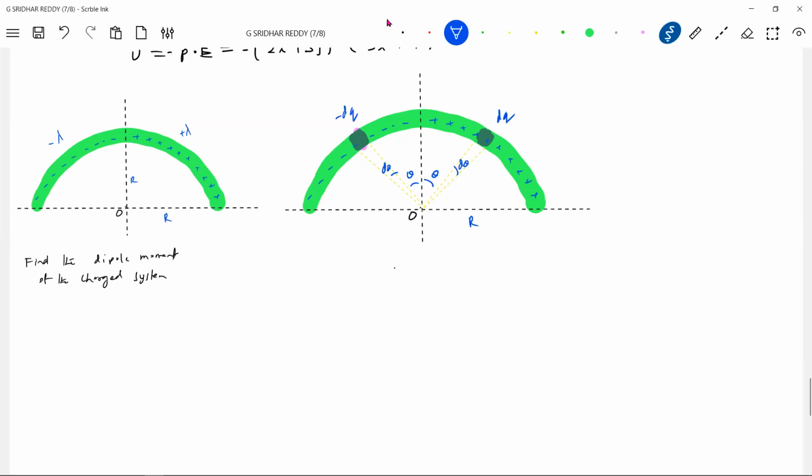I think these together will make a dipole, and there's a distance between them. The radius is r. The distance of separation between minus dq and plus dq is r sine theta, opposite side, no? So r sine theta each, and the charge is dq. The dipole moment of this system will be dp equal to 2r sine theta into dq. For your convenience, I'm writing it.